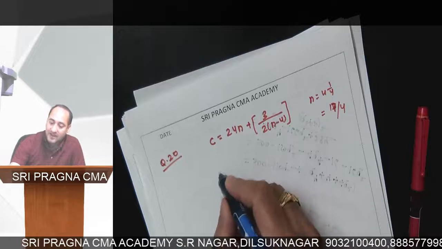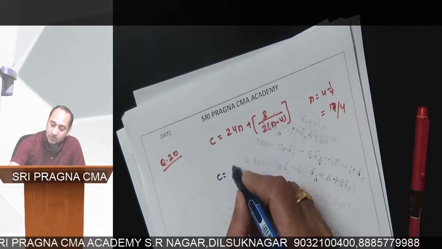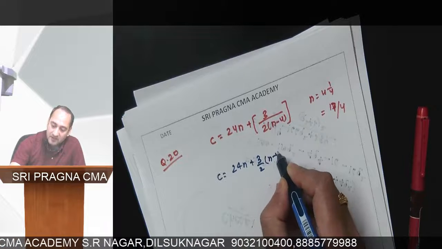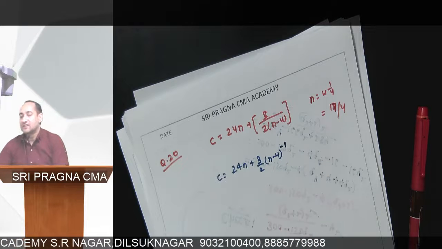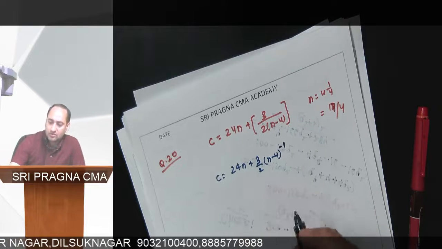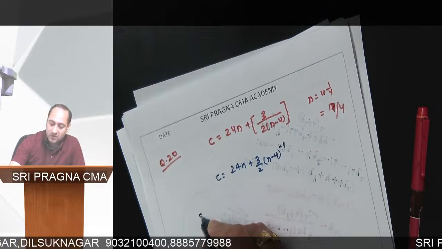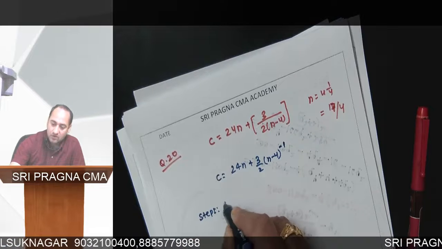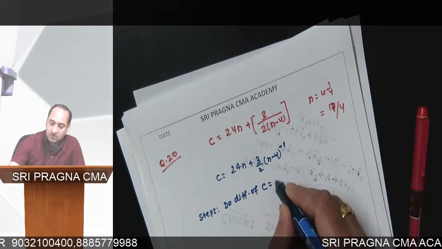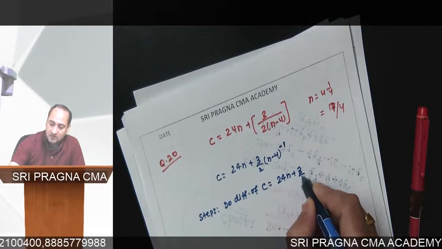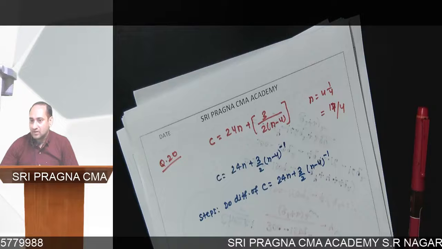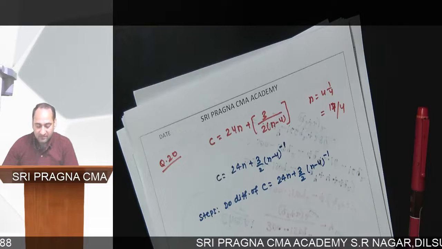Okay. So can I write like this? C is equal to 24n plus 3 by 2n minus 4 to the power minus 1. Can I write like this? I don't think anyone has an objection. So let us do step number 1: differentiation of C is equal to 24n plus 3 times 2n minus 4 to the power minus 1.